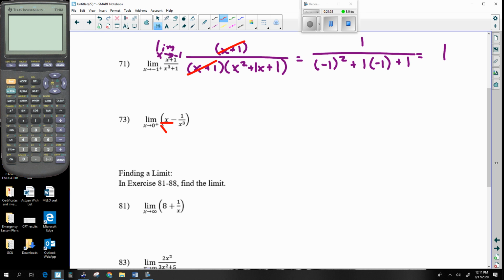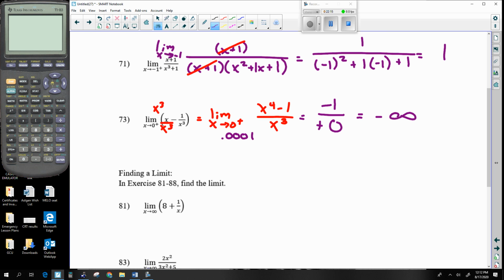Okay, what I'm going to do is I'm going to put an x to the third on this side, so that means I need to multiply both top and bottom. So this is limit as x goes to 0 positive of x to the fourth minus 1 all over x to the third. Okay, so plugging in this type of 0, I see that this is, again, a small positive number. So this is going to be a positive 0 over negative 1. And so this should be a negative infinity. Negative divided by a positive.